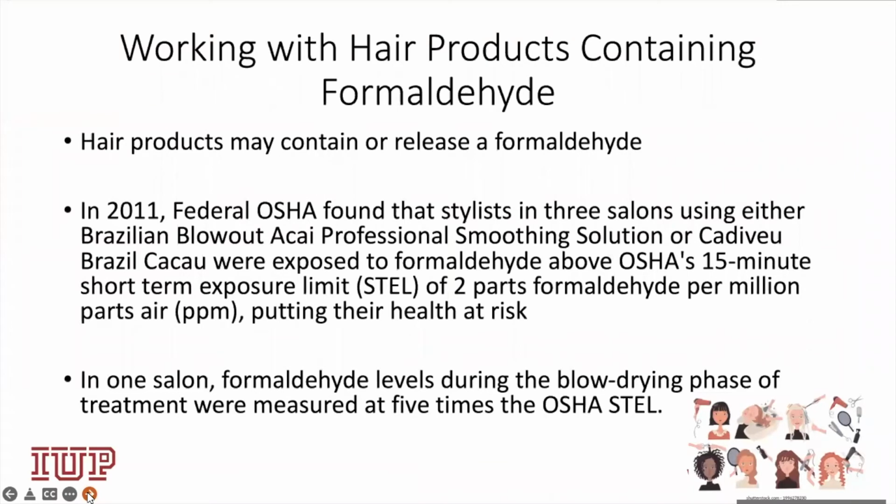Working with hair products containing formaldehyde: these hair products may contain or release formaldehyde. In 2011, federal OSHA found that stylists in 3 salons using either Brazilian Blowout, Acai Professional Smoothing Solution, or Cadiveu Brazilian Keratin were exposed to formaldehyde above OSHA's 15-minute short-term exposure limit of 2 parts per million, putting their health at risk. In one salon, formaldehyde levels during the blowout drying phase of the treatment were measured at 5 times the OSHA short-term exposure limit.